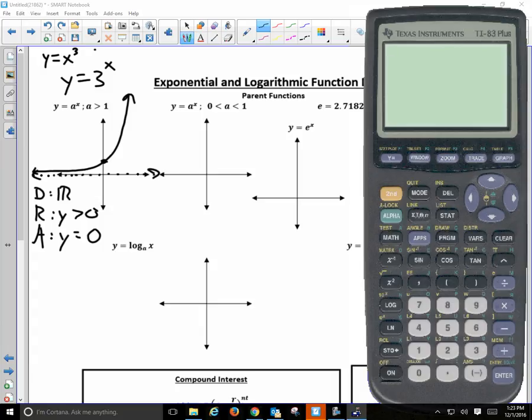Now, if we look at a different situation, let's suppose that the a value, what we're taking to the x power, is between 0 and 1. So I'll try y equals (1/3) to the x.